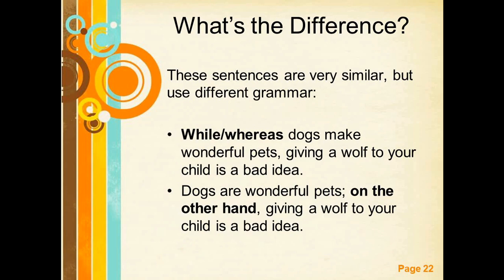So let's look at these examples. We can basically say the same thing, but use different words to join them. As you can see, the grammar changes. So, while dogs make wonderful pets, giving a wolf to your child is a bad idea. Or, whereas dogs make wonderful pets, giving a wolf to your child is a bad idea. We could also say, dogs are wonderful pets. On the other hand, giving a wolf to your child is a bad idea. The meaning is the same, but the grammar is different.